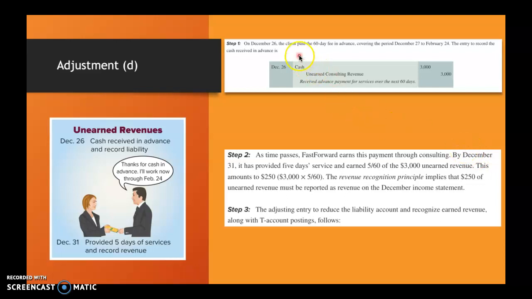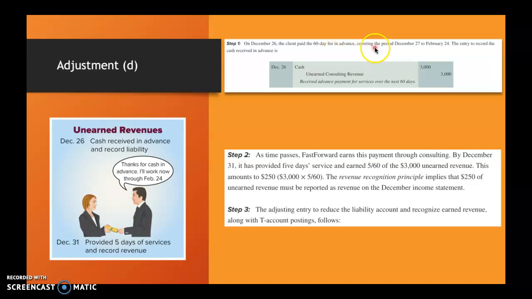On December 26th, the client paid the 60-day fee in advance, covering the period from December 27th to February 24th. So this is an unearned consulting revenue. They received $3,000 in cash for consulting revenue that is going to cover the next 60 days from December 26th. Because this was given on December 26th, we have to expense the amount that it covers in the current year, with the year ending December 31st.